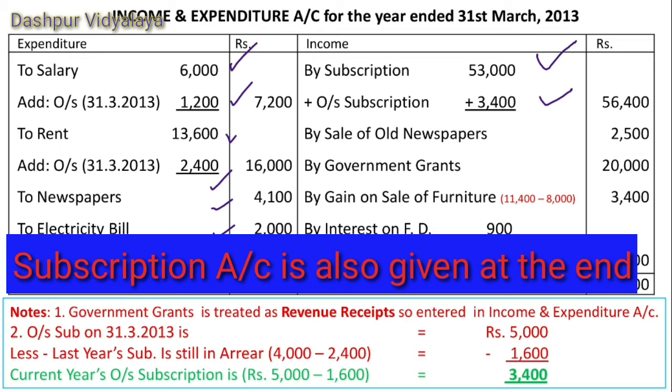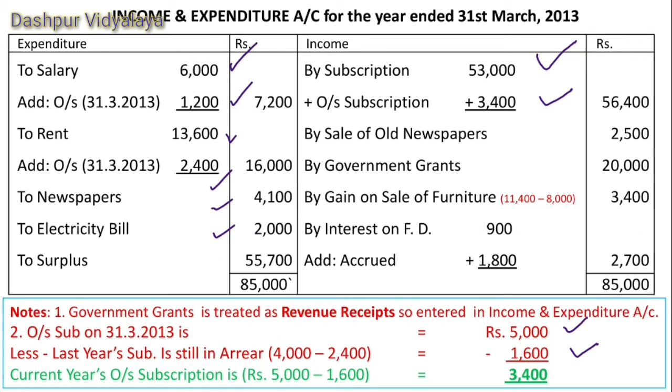You can see here the calculation. Subscription outstanding on 31st of March 2013 was rupees 5,000, whereas last year's outstanding was rupees 4,000, out of which we have received only 2,400. So 1,600 rupees is still outstanding for last year. Then current year's outstanding will be only 3,400.